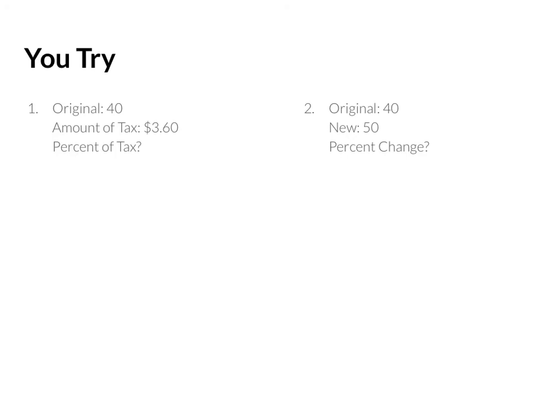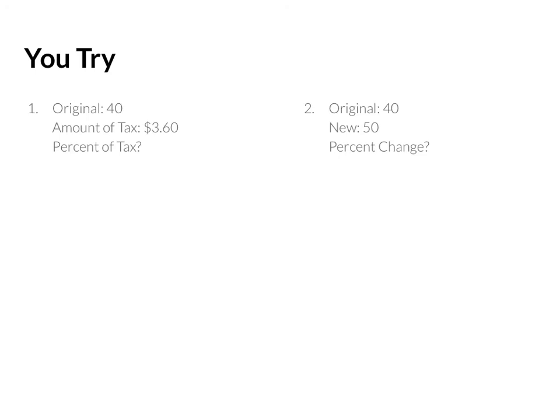Here are 2 problems for you to try. Pause, try them on your own, and play and check the answer. If you get stuck, play a little bit, watch how I set up the problem, and then rewind and try it on your own. Number 1, the original was $40 and the amount of tax is $3.60.